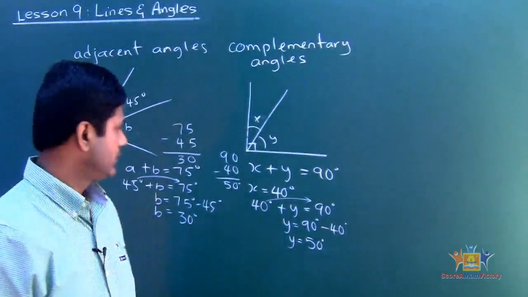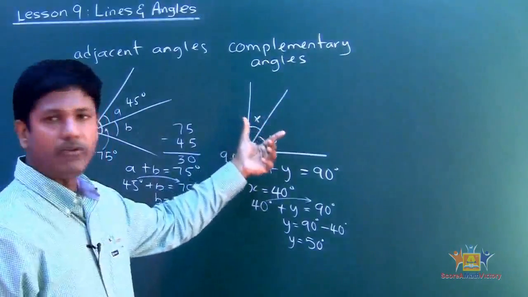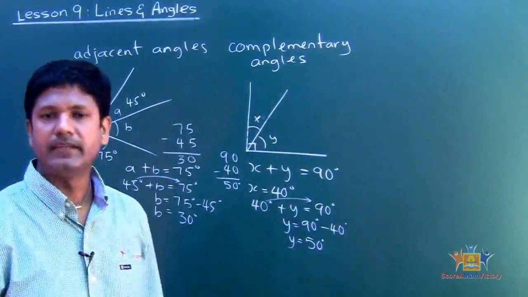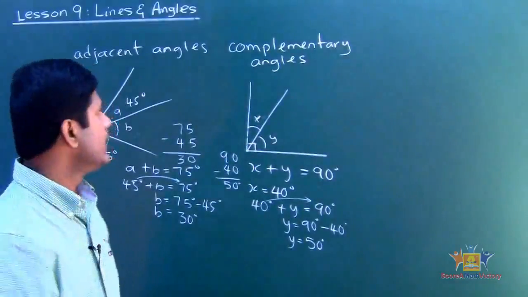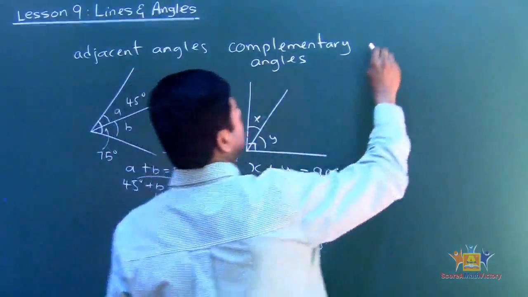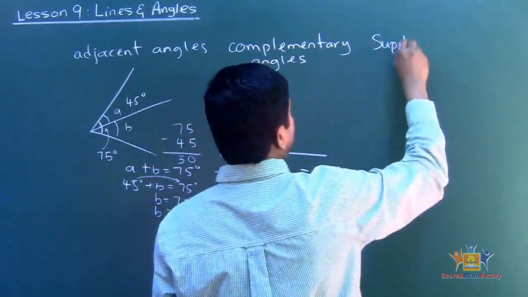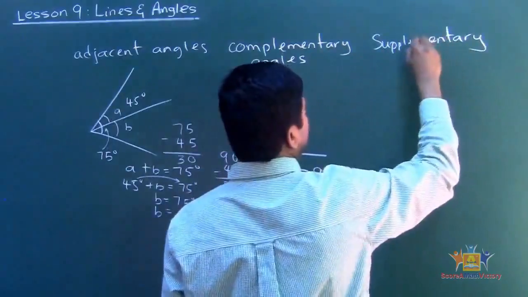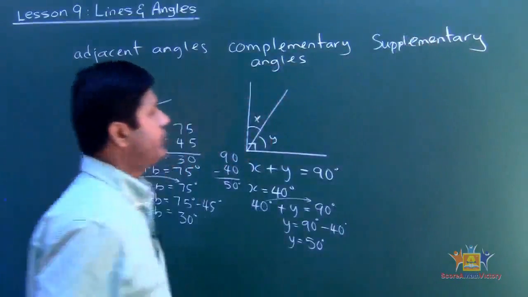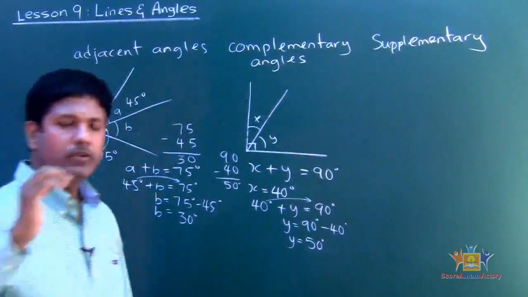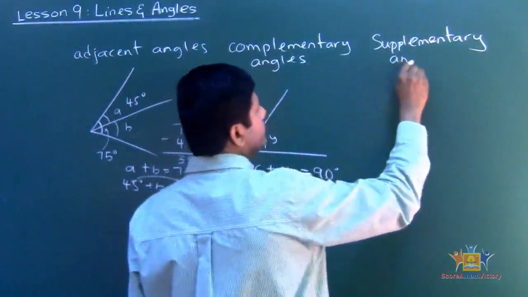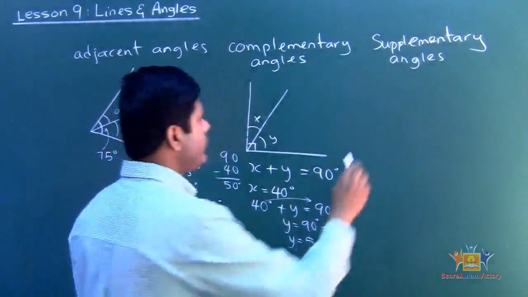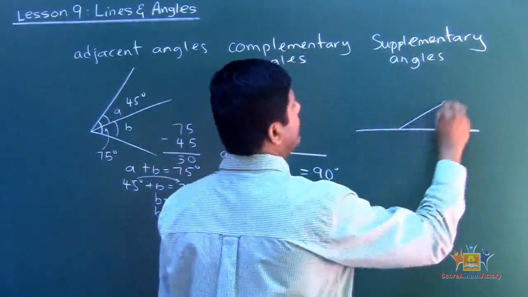See that? So complementary, the total angle is 90 degrees. You're dealing with 90, so keep in mind, complementary. Now let's talk about supplementary. See the spelling? Complementary and supplementary. When I say supplementary angles, we are dealing with 180 degrees, and I put a line to it.